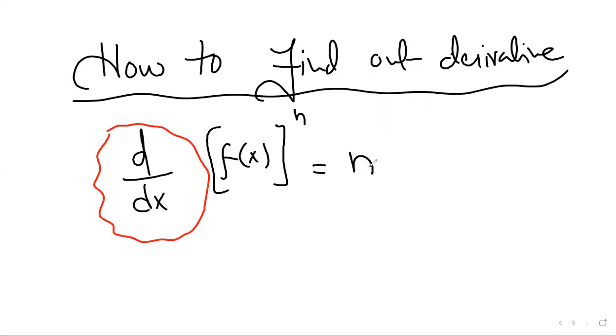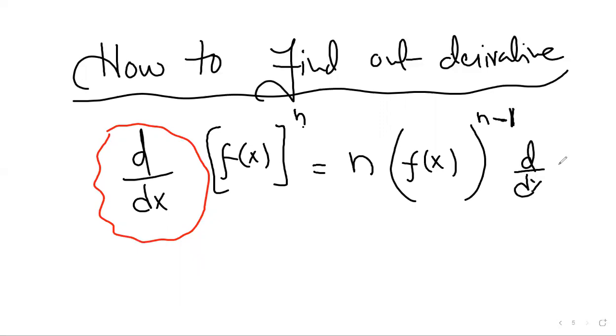The power will become coefficient. This is the formula. Power will become coefficient. Power of the function will be reduced by 1. Then we will take the derivative without power. This is the basic formula, and it is valid for any function, like polynomial, trigonometric, exponential, log, hyperbolic, inverse trigonometric, like that.